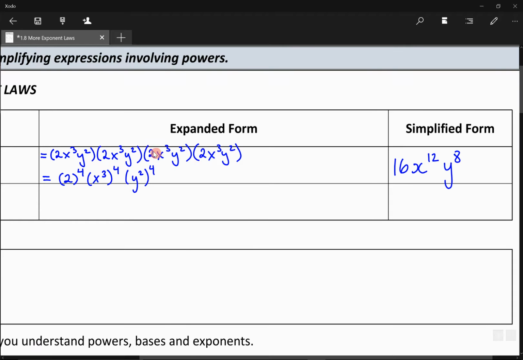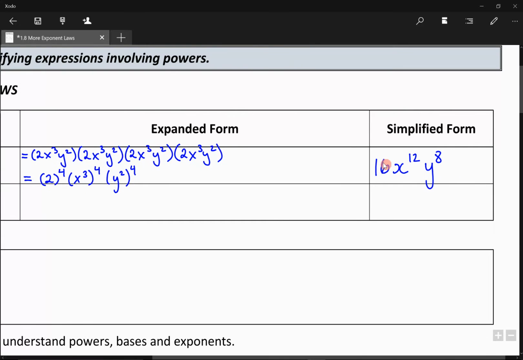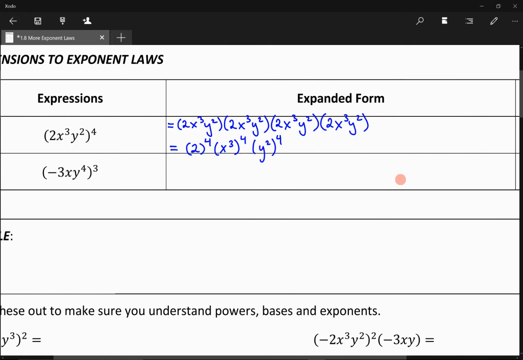Okay? Now you notice I've simplified it: 16 is my coefficient, x is my base with the exponent 12, and y is my other base with the exponent of 8, and all three are being multiplied with each other. I can't combine them anymore because these are all different bases. X and y are different bases. Let's have a look at another one.